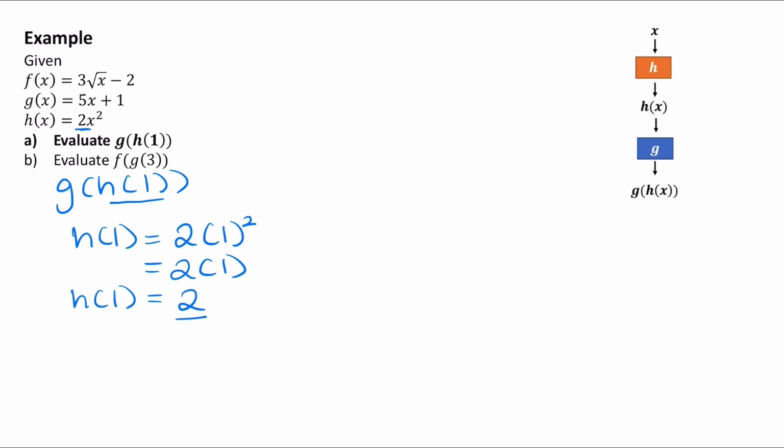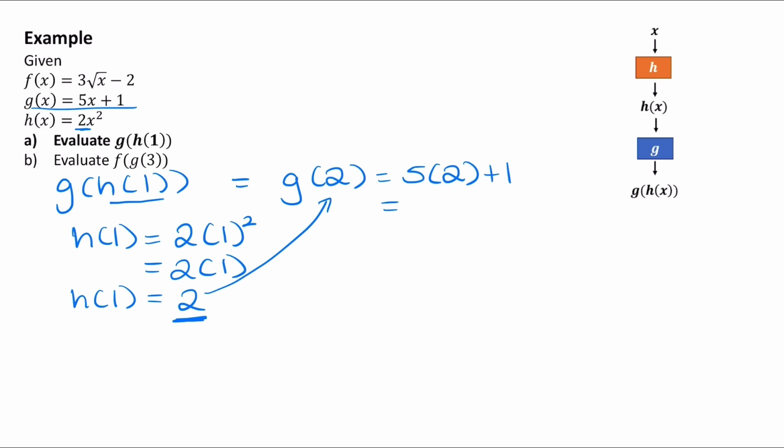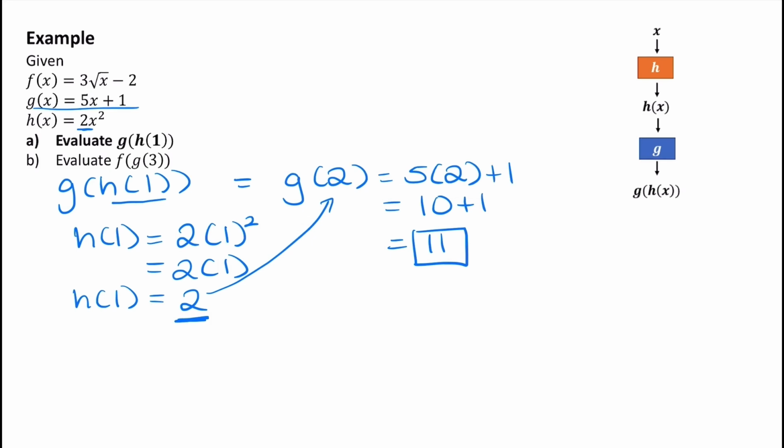Now I'm going to take this 2 and plug it into function g. That's what I mean by the output becomes the input. So g of h of 1 basically becomes g of 2, because I know h of 1 is 2. So g of 2 means I'm going to take my function g and plug in 2. So I get 5 times 2 plus 1. 5 times 2 is 10, and 10 plus 1 is 11. So that is my final answer. You have to do this sequence of steps before you can figure out the final answer.